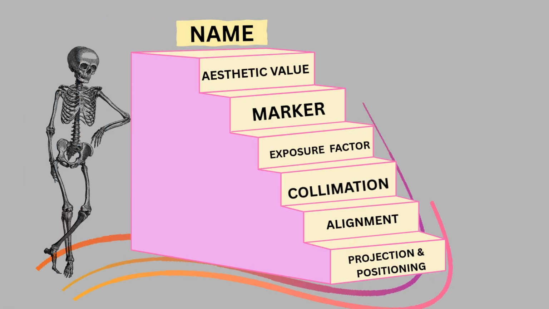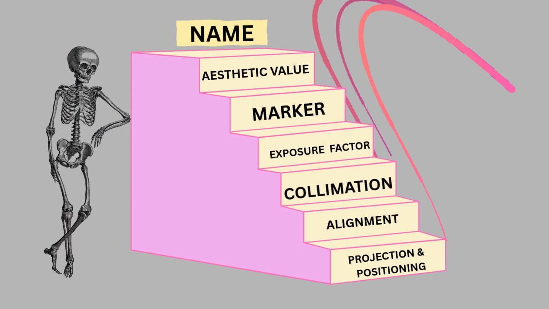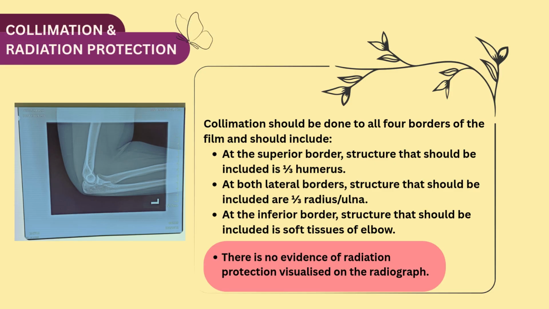Next point is collimation. The collimation should be done to all four borders of the film. At the superior border, the structure that should be included is 1/3 of the humerus. At both lateral borders, the structures that should be included are 1/3 of the radius and ulna. At the inferior border, the structure that should be included is the soft tissues of the elbow. There is no evidence of radiation protection apparatus visualized on the radiograph.